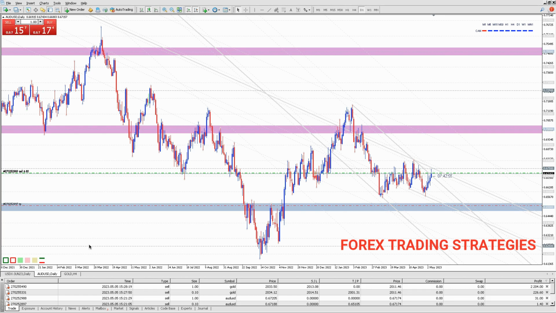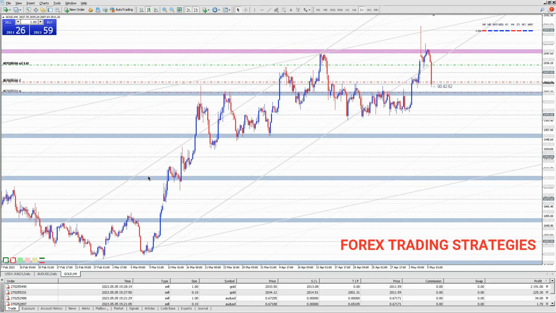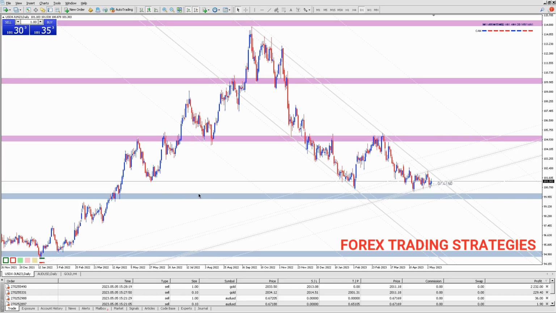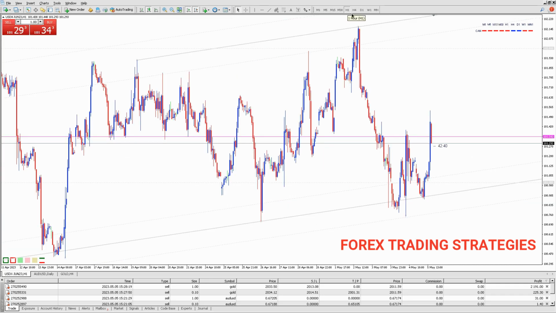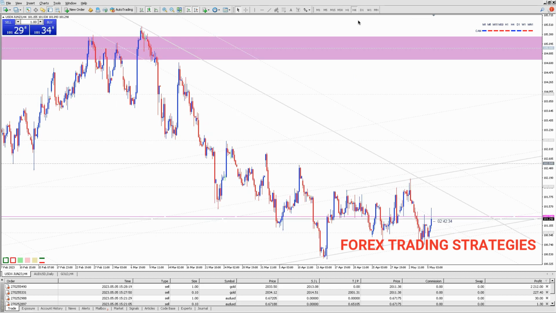I know there's ICT and many other concepts, and people say you need to do this or that. But for me, this has been working, and why change something that has been working? In any case, this is how my non-farm payroll went. I traded gold and AUD USD.